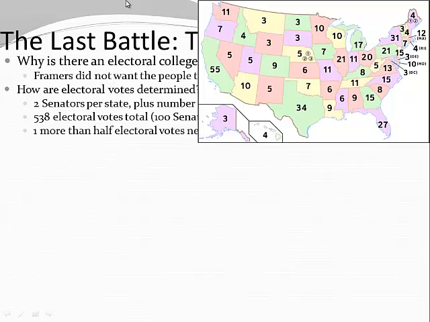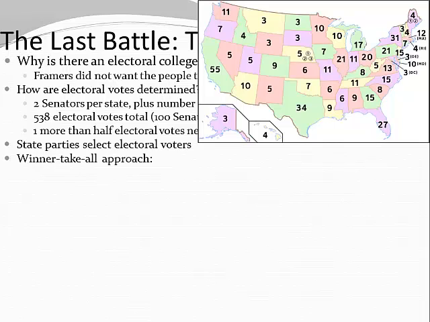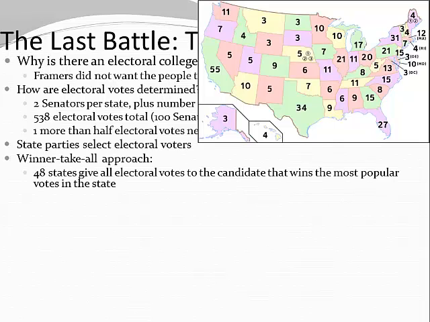You can tell that California is the largest state in the country. They had 55 votes then. Texas second with 34, and then New York third with 31. The state parties select the electoral voters, and 48 states take a winner-take-all approach.